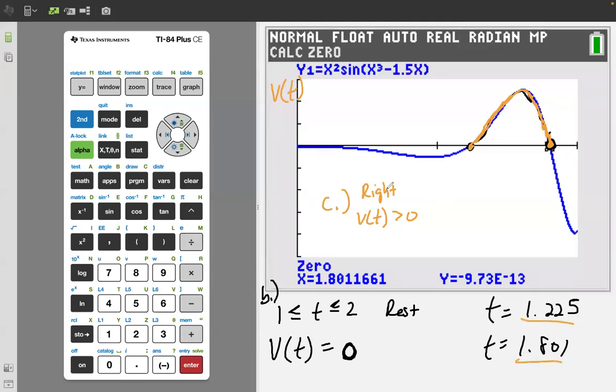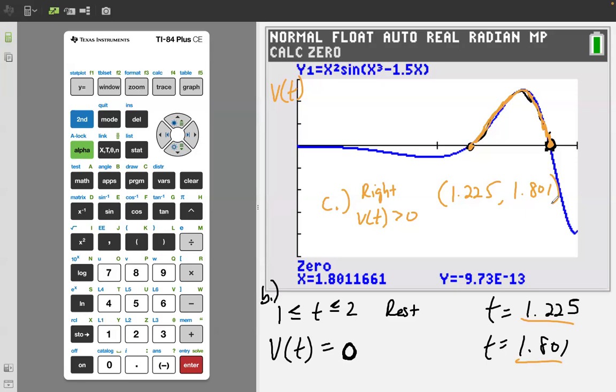So to answer the question, we can say the bug is moving to the right, open interval from 1.225 until 1.801. Okay, that is part C. That's the open interval when the bug is moving to the right.